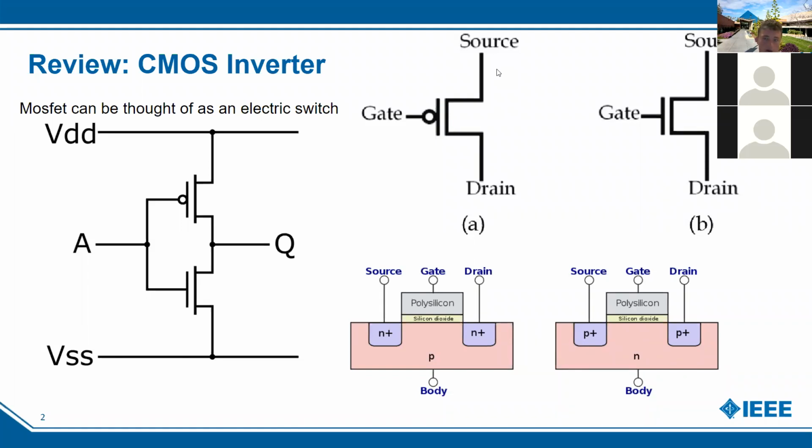Now, why do we do this? Does everyone understand everything I just said before I go on? The pull-up networks, the pull-down networks, et cetera?